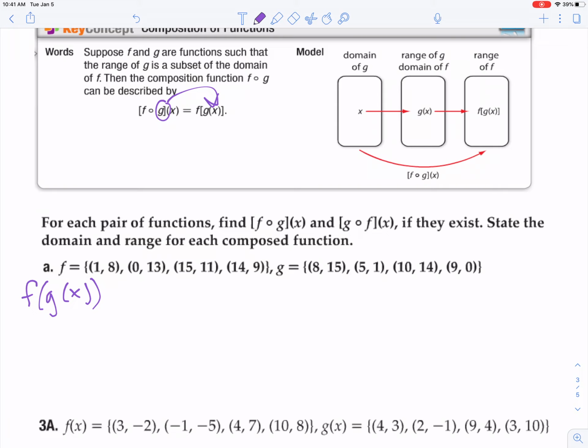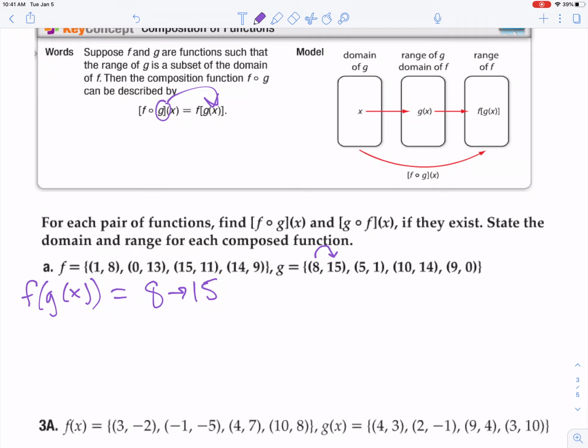What I do is I start at g, and this is going to test again your knowledge on how functions work. When you have a set of ordered pairs, I know that 8 is what I plugged in, 15 is what I got out. So for g, when I plugged in 8, that became 15. The number you plugged in is always that x value. That was the g of x. Now you're going to take that g of x answer and plug it in for the f of x.